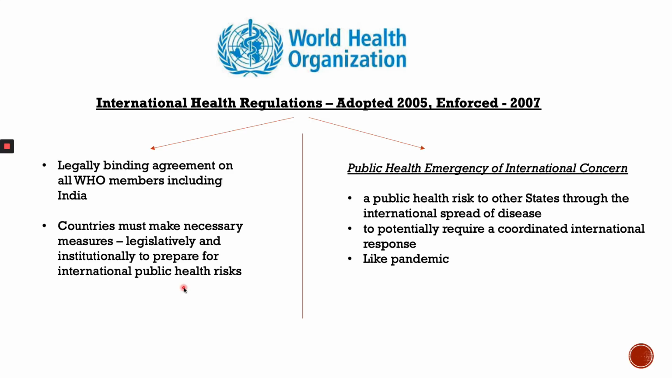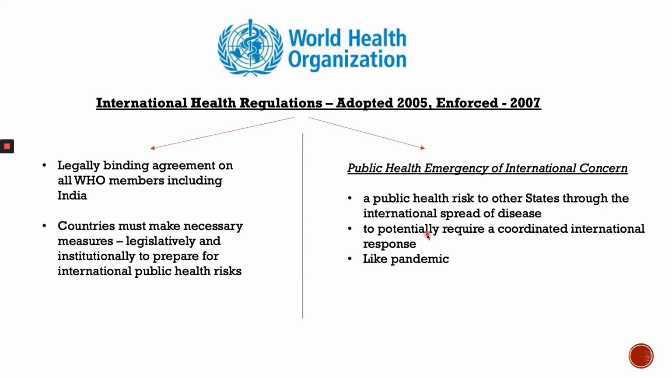Clear? Let's now understand the next component of this. Inside the International Health Regulations, we also see a term called the Public Health Emergency of International Concern, PHEIC. The WHO often declares a PHEIC on the outbreak of certain diseases. Therefore, coronavirus or COVID 19 has been declared a Public Health Emergency of International Concern because it is a public health risk to other states through the international spread of disease.